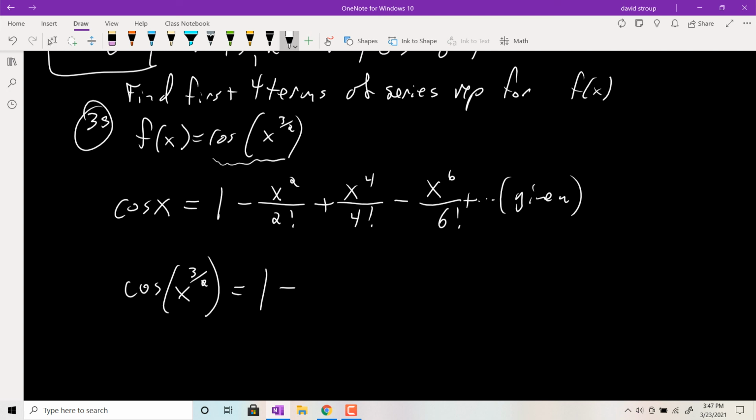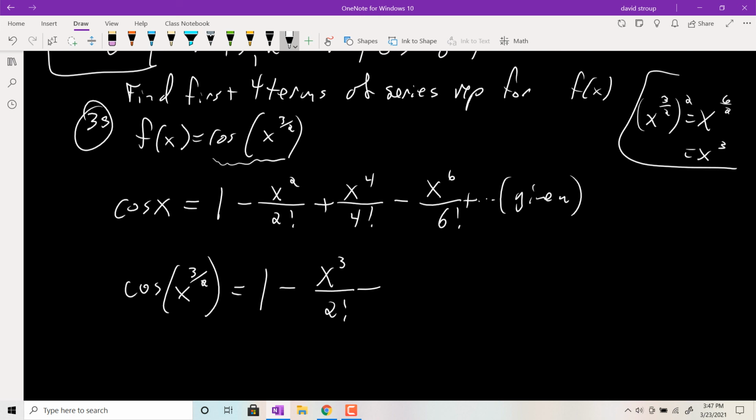So this would be 1 minus x to the 3/2 squared is x cubed, right? So to the side here, x to the 3/2 squared is x to the 3 halves times 2 is 6 halves, which is x cubed over 2 factorial, plus x to the 3 halves to the 4 will be x to the 6 over 4 factorial. And again, if you have to, you just go over to the margin and figure that out, right?